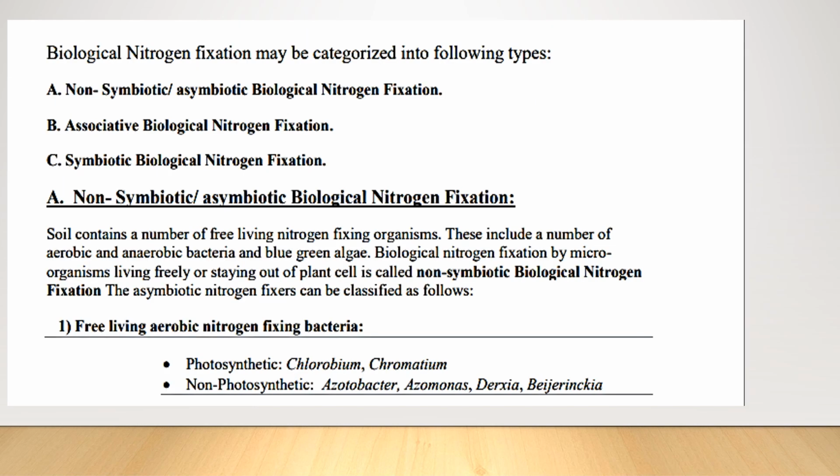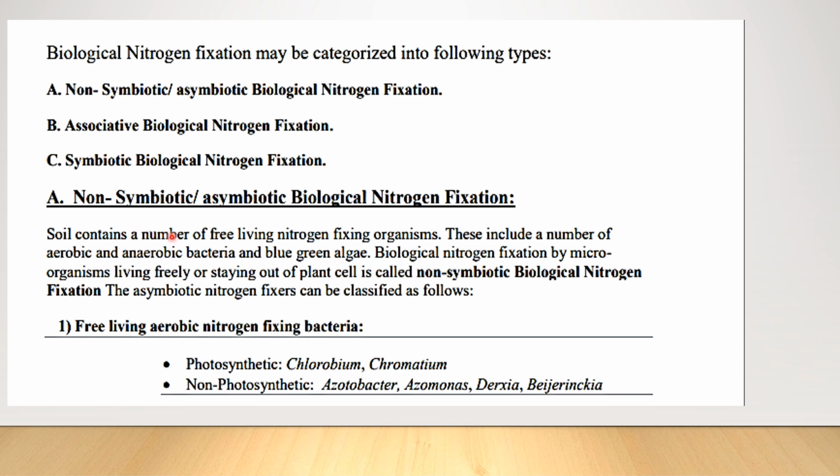We have these various categories of nitrogen fixation. Already we have seen non-symbiotic ones. You also have associative and symbiotic ones. Symbiotic we have studied. So non-symbiotic or asymbiotic is by the free living organisms, that is the blue-green algae and anaerobic bacteria. We call them the non-symbiotic biological nitrogen fixation process.